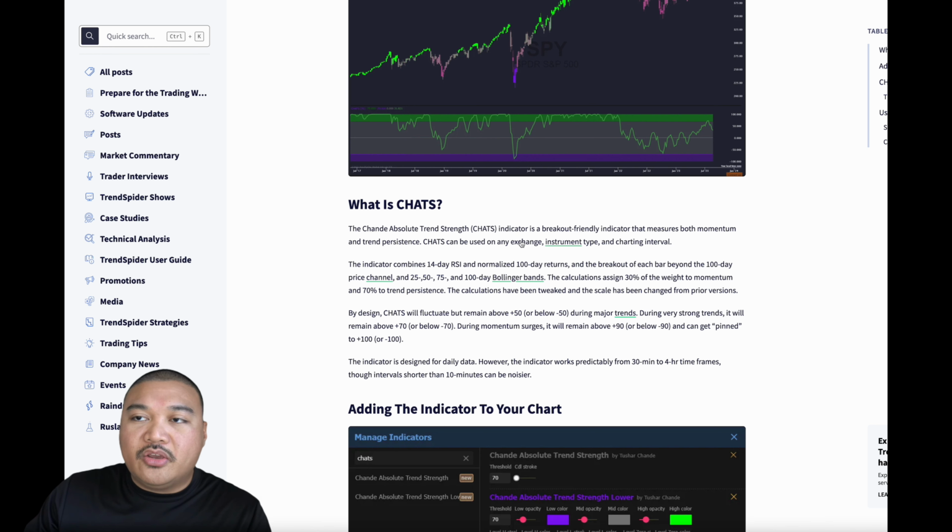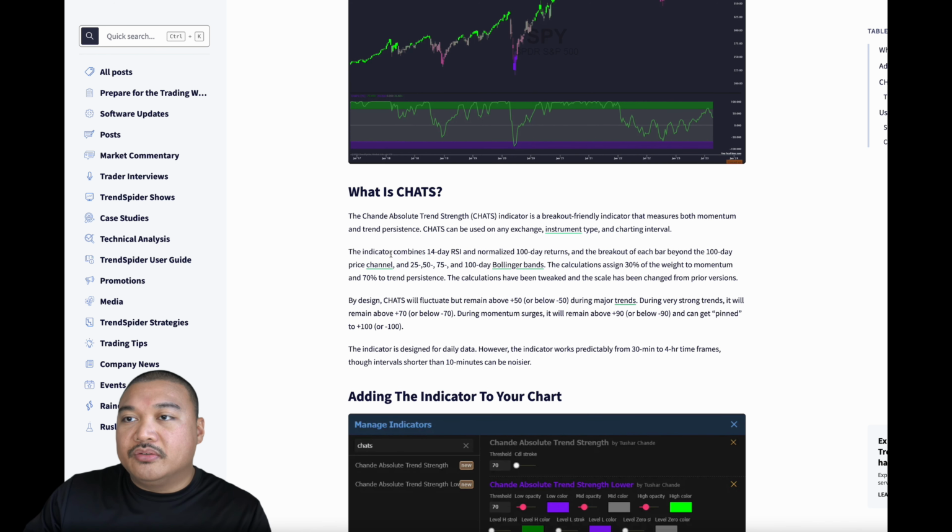The nitty-gritty behind it: it combines a 14-day RSI and normalized 100-day returns, and the breakout of each bar beyond a 100-day price channel. We have 25, 50, 75, 100-day Bollinger Bands. The calculations assign 30% of the weight to momentum and 70% to trend persistence. The calculations have been tweaked and the scale has been changed from prior versions.